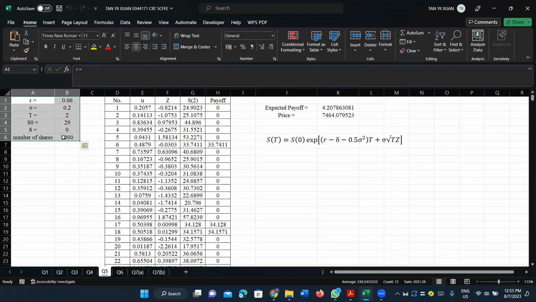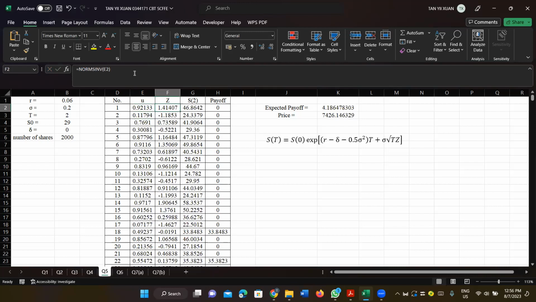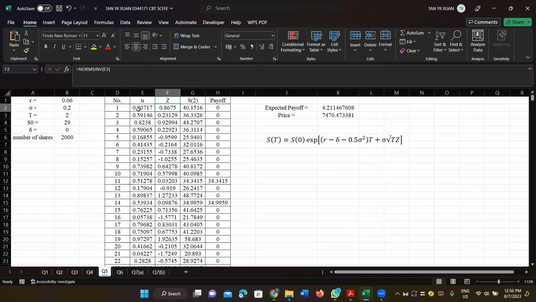So first, we need to copy the information stated in the question here, which is the R, sigma, and T, which is 24 months, and we need to divide by 12 and convert it in terms of years. And the S0 and the delta, and also the number of shares is 2000. Since the question asks to generate 200,000 numbers, we need to use this function, which is RAND bracket, to generate random numbers. Next, we need to find the z-score, which is the standard normal of the random numbers. We use this function, NORM.S.INV of the previous number, and then we drag it down.